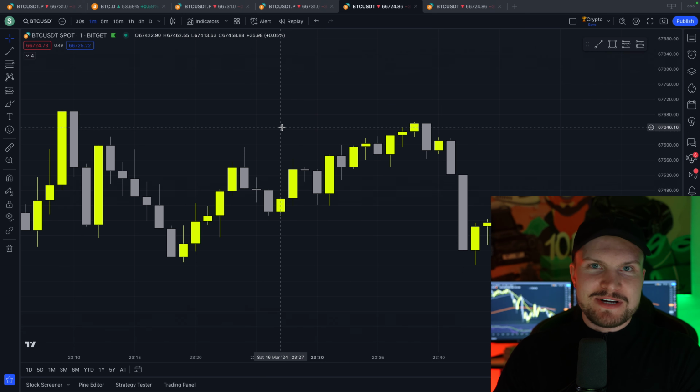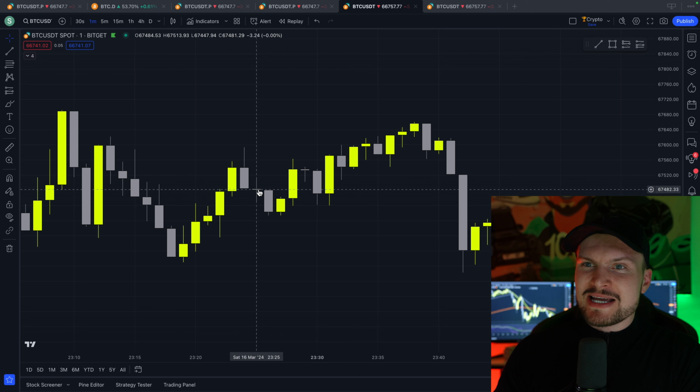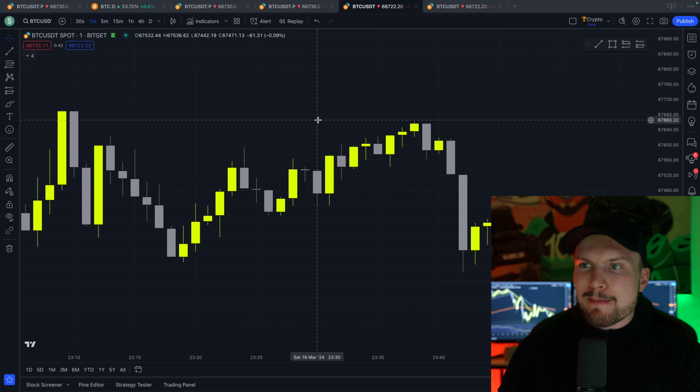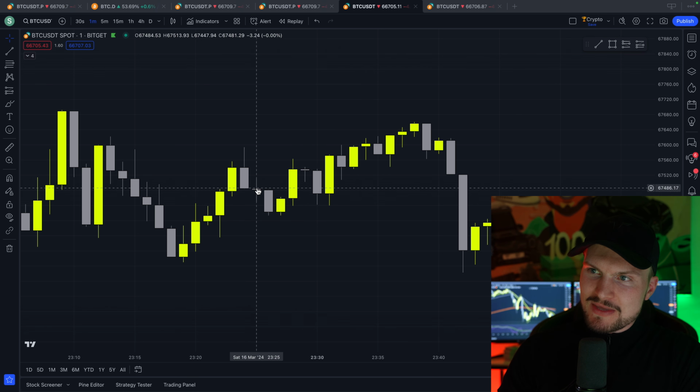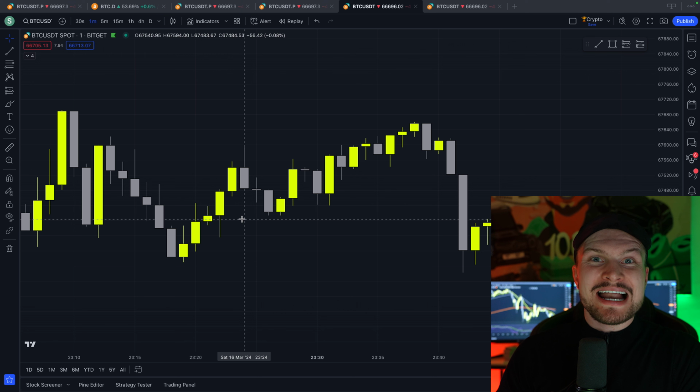Doji is also a Japanese word which means the same thing, because essentially they are closing at the almost exact same level where they opened. So this here is mostly an indecision candle, which means during this minute, buyers and sellers could not really decide. So the price opened here, it went up, it went down, and it closed at the exact same spot where it happened. Now this particular doji is known as a long-legged doji.